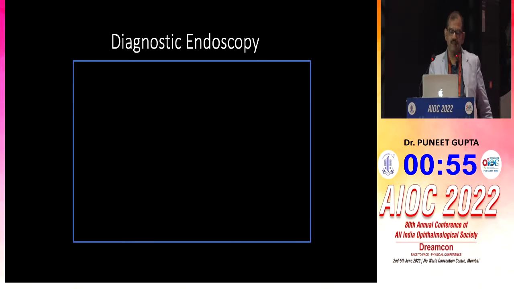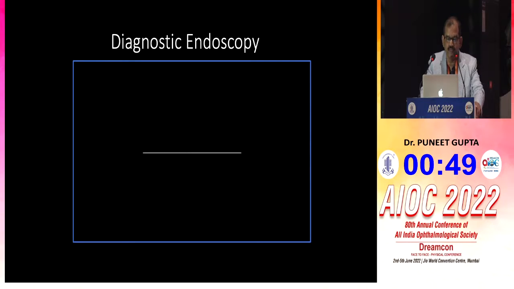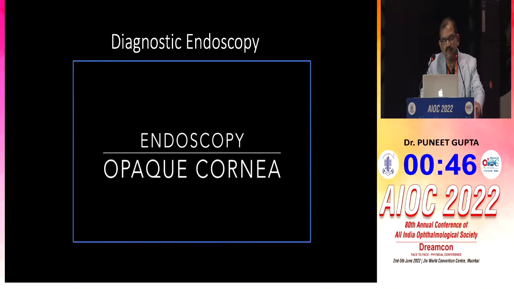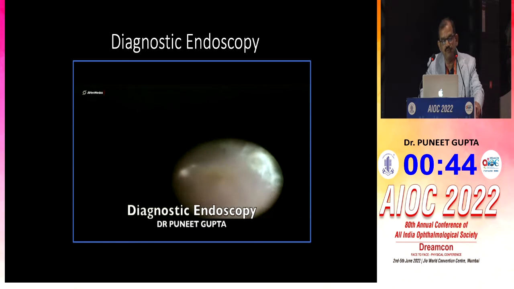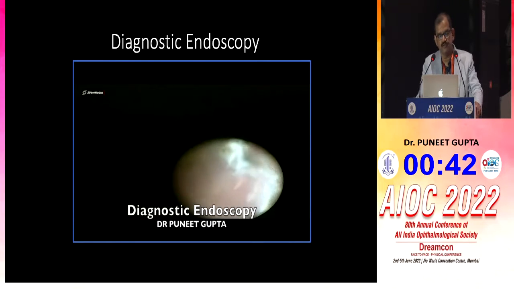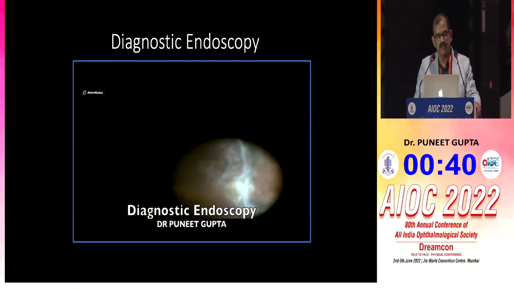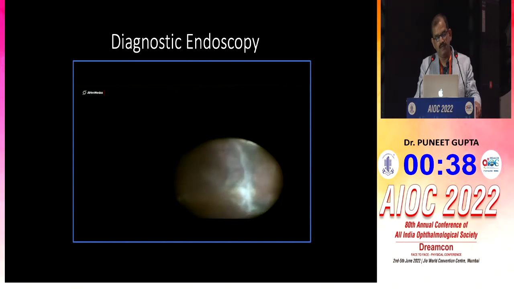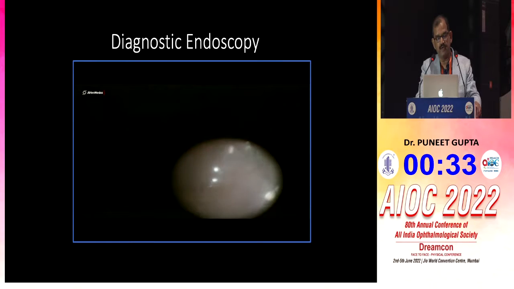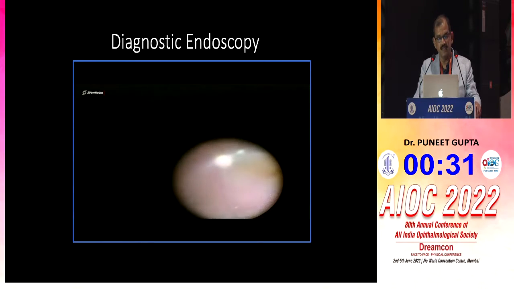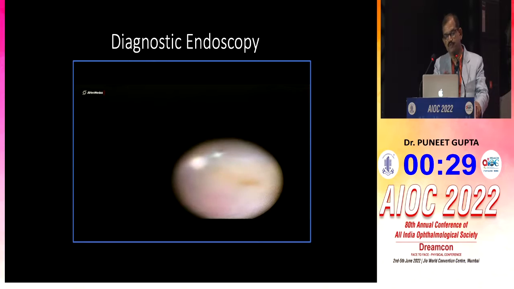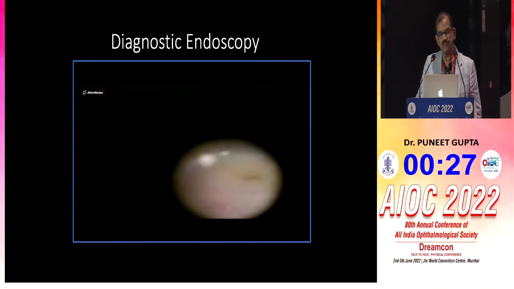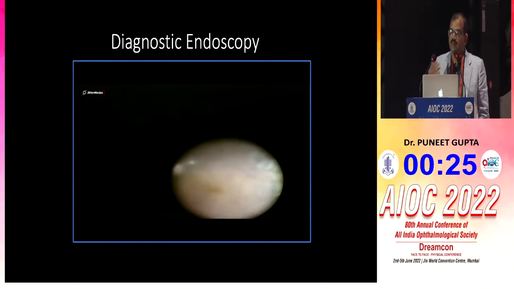Another common situation, which is also very useful in trauma patients, is doing diagnostic endoscopy. This is a small video of a patient who was referred to me for evaluating the posterior segment. This is the endoscopic view of the patient who had corneal opacity because of the trauma, and you can see the peripheral chorioretinal atrophy and fibrovascular scars. The optic disc is normal, the posterior fundus looks normal on endoscopy. So this patient can be taken up for keratoplasty.